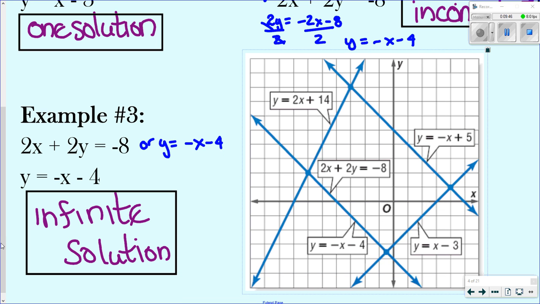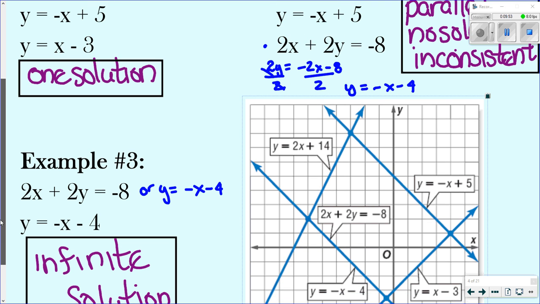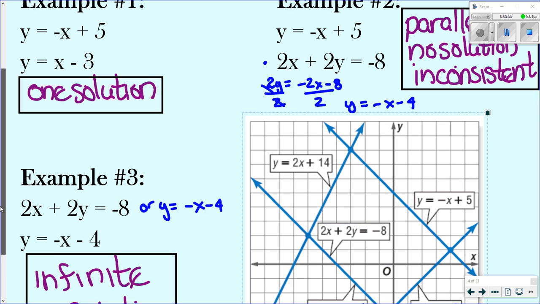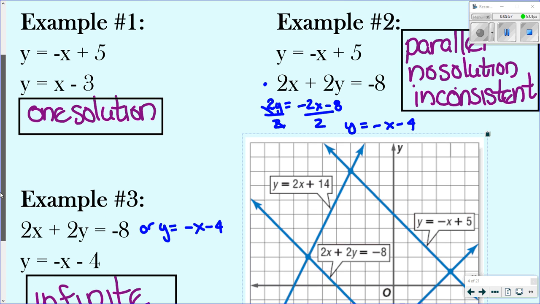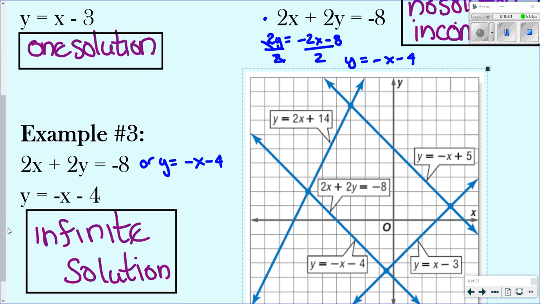All right, so those are the 3 types of solutions: one solution, no solution, and infinite. One solution means that the 2 lines intersect at a point. No solution means the lines are parallel, they'll never meet. And infinitely many solutions means you have the same line on top of each other.